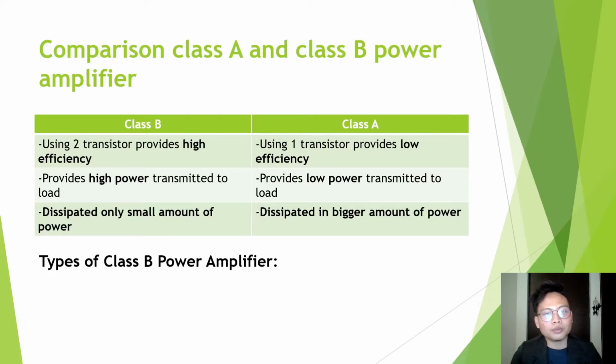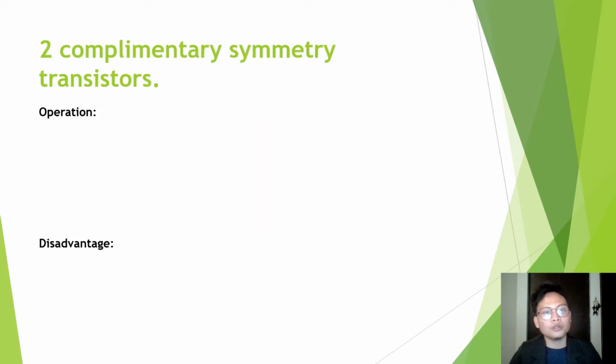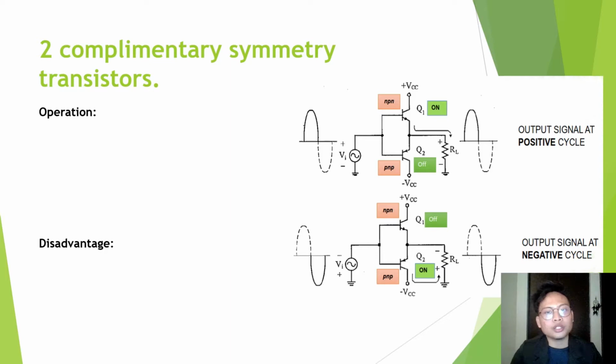The class B power amplifier has two types of configuration. The first one is transformer coupling, and the second one is two complementary symmetry transistors. I will be focusing on the two complementary symmetry transistors. This is the configuration for the two complementary symmetry transistors.